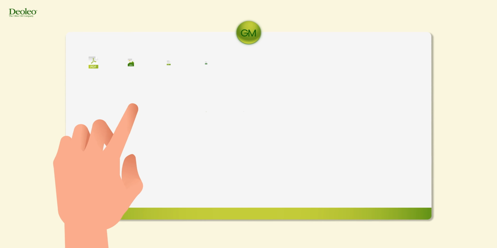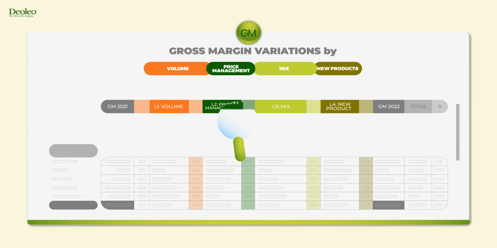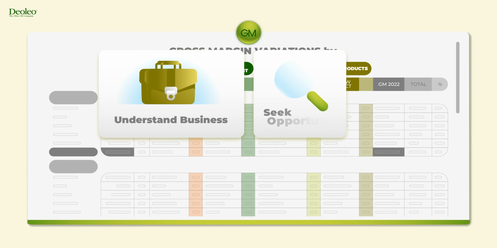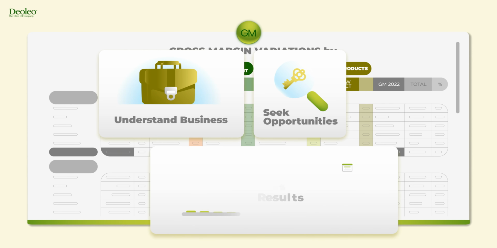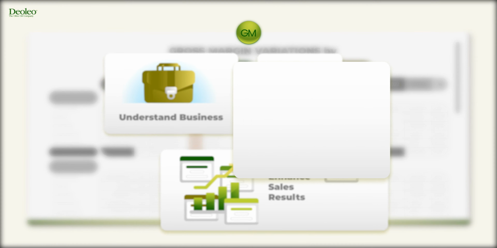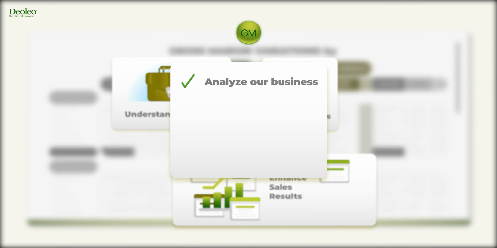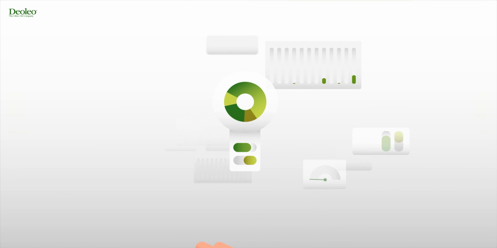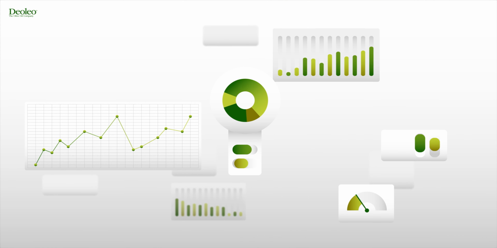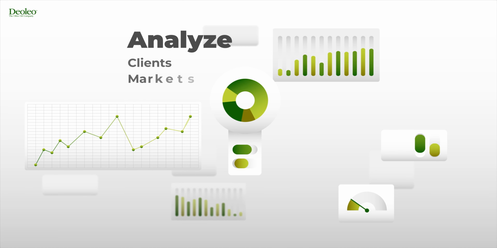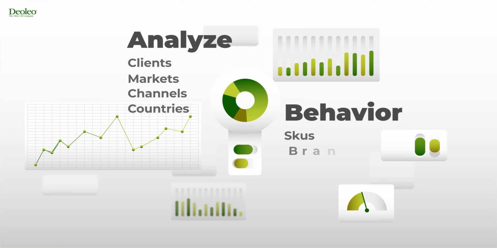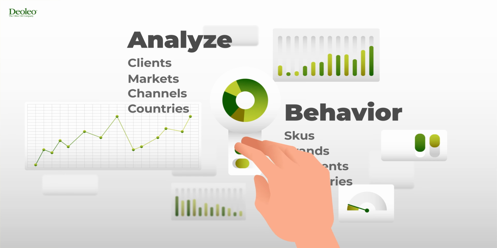The goal of this video is to provide the commercial team with an analytical method that allows them to understand the business, seek opportunities for continuous improvement, and enhance sales results. This resource will facilitate us to analyze our business, identify deviations, set objectives, and track their results with the aim of improving them. With this approach, we'll be able to analyze clients, markets, channels, and countries, studying the behavior of SKUs, brands, segments, categories, and more.